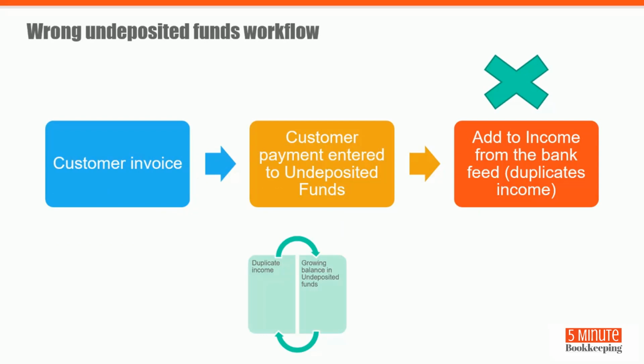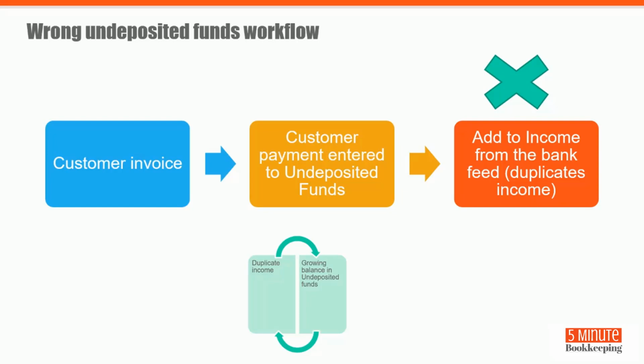What about the wrong workflow? What's happening? What's causing the problem? Generally, when there is an incorrect workflow, you'll start with a customer invoice and then a customer payment is entered to undeposited funds. So far things are working correctly. But then where the workflow starts to fall apart is that deposits are added directly to income from the bank feed, and that causes duplicate income.